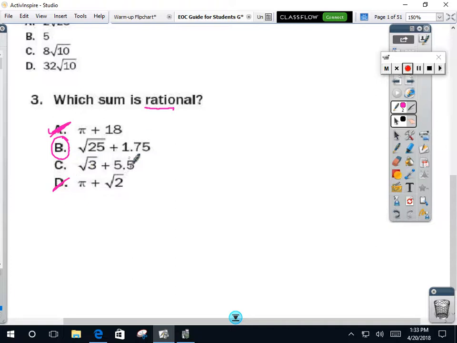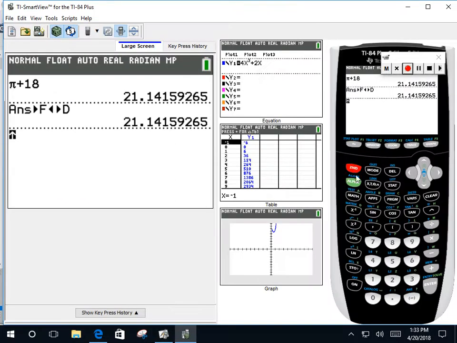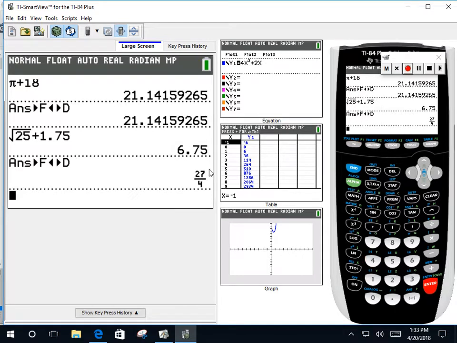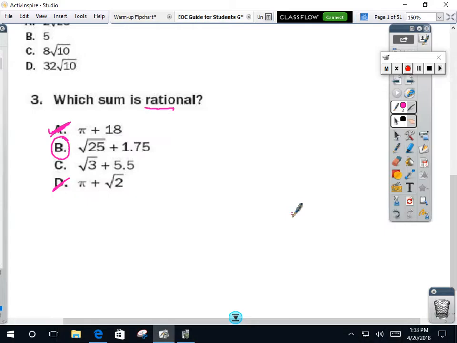So then you would type in the next choice. The square root of 25 plus 1.75 equals that. You can see that it terminates, it stops, and if you go to alpha y equals number 4 and hit enter, it will turn it into a fraction, so it's rational. Does that make sense?